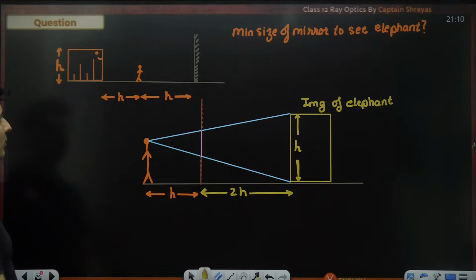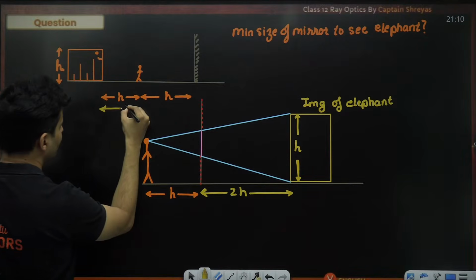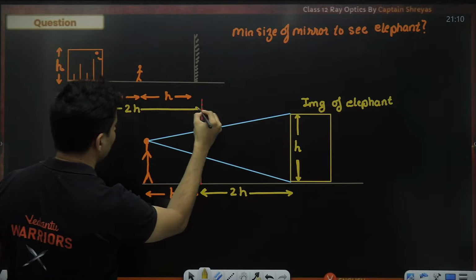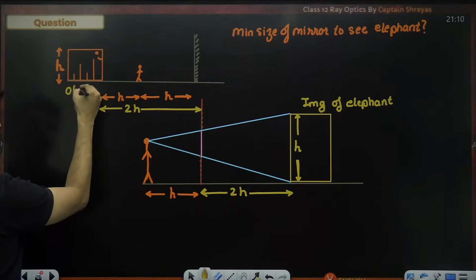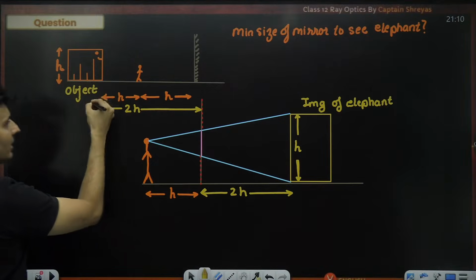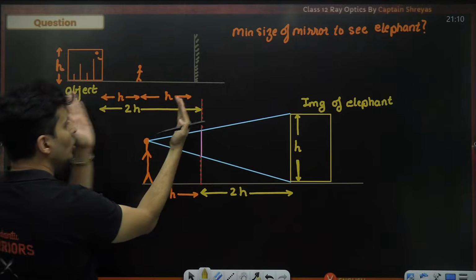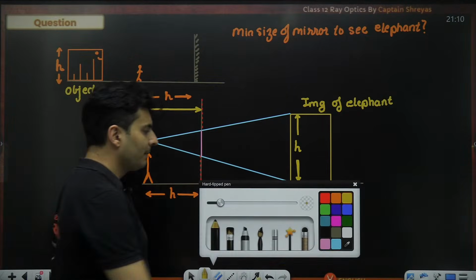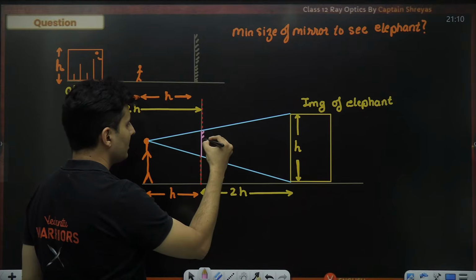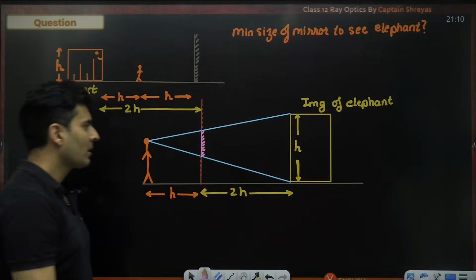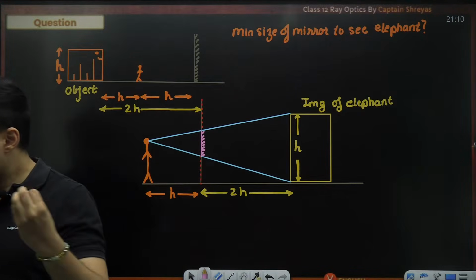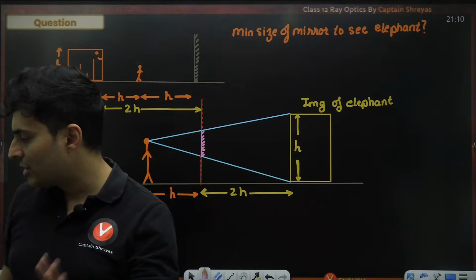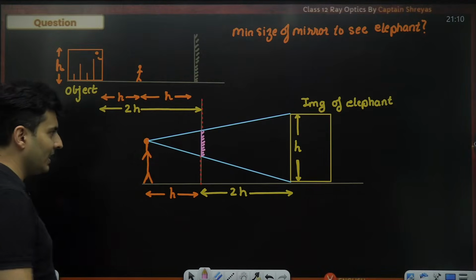How many of you were able to figure this out? This is basically 2 times H. This is my object. The image will be formed 2H distance behind the mirror. Everybody with me? This is that mirror which will be needed. Now it's just a matter of similarity of triangles. It is not h by 2. Many of you made that same mistake again.